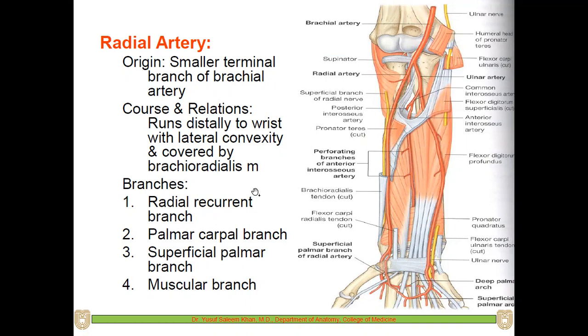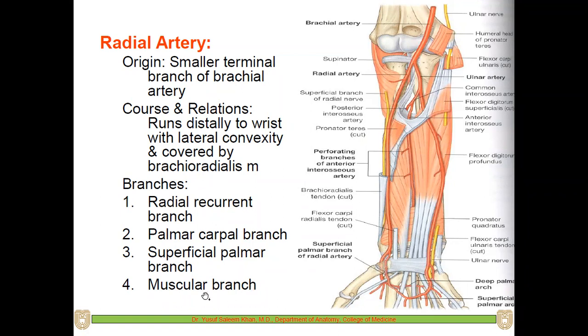Then it will give some branches. It will be giving a branch which will be called the radial recurrent branch. It will go behind and we'll discuss that later. Then it will be giving the palmar carpal branches. If you see here, carpal bones are here, so it will be giving carpal branches. Then the superficial palmar branch. What you are seeing here is the superficial palmar branch of the radial artery, which will anastomose with the ulnar artery. We'll talk about that anastomosis later.